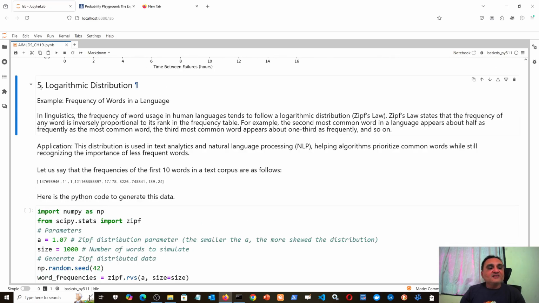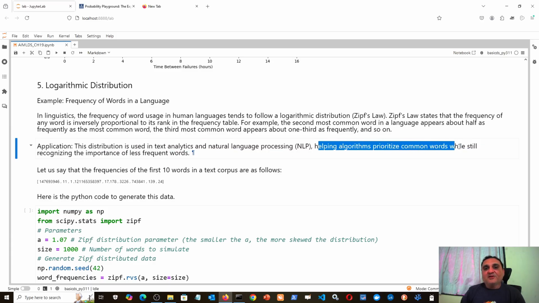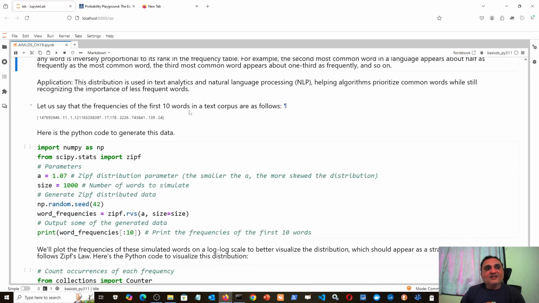Now that law means if you plot the frequency of words, then it follows a logarithmic distribution. This is used in text analytics and NLP, natural language processing, and it helps algorithms prioritize more common words while still recognizing the importance of less frequent words. So our chatbots, ChatGPT and any other NLP based chatbot, use this law and this logarithmic distribution.